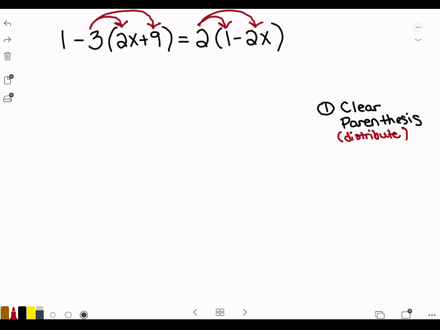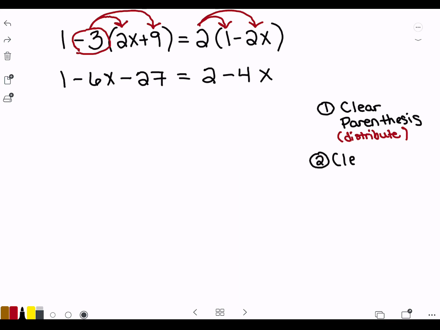So over here, I'm going to put in burgundy to distribute. Also remember, when you distribute, you've got to distribute the sign also. So you're not just distributing a 3, you're distributing a -3, right? So this is going to turn into 1 minus 6x, and then -3 times 9, that's -27, equals 2 minus 4x. So I have cleared the parentheses. I have no more parentheses in this problem.